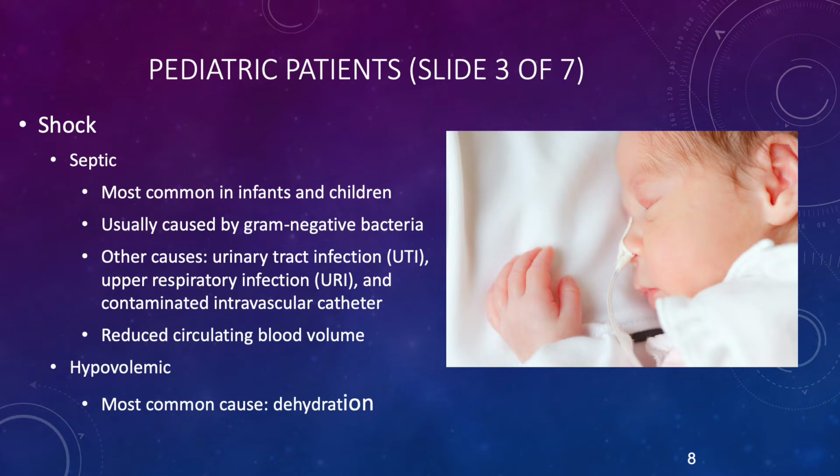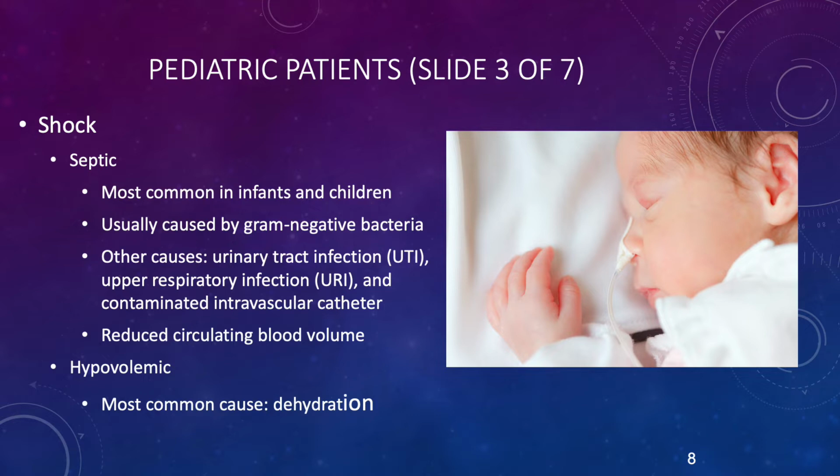So let's talk about two different types of shock that are commonly seen in pediatric patients: septic shock and hypovolemic shock. Now we see it in adults too. Septic shock is the most common type of shock seen in infants and children. Septic shock is a result of some sort of infection that has infected the blood, and now it's in the patient's entire body. We call that septicemia.